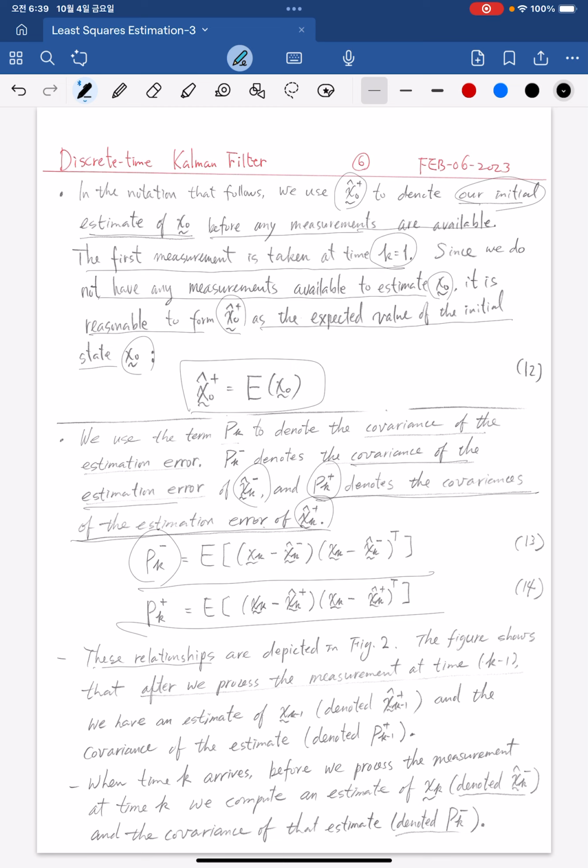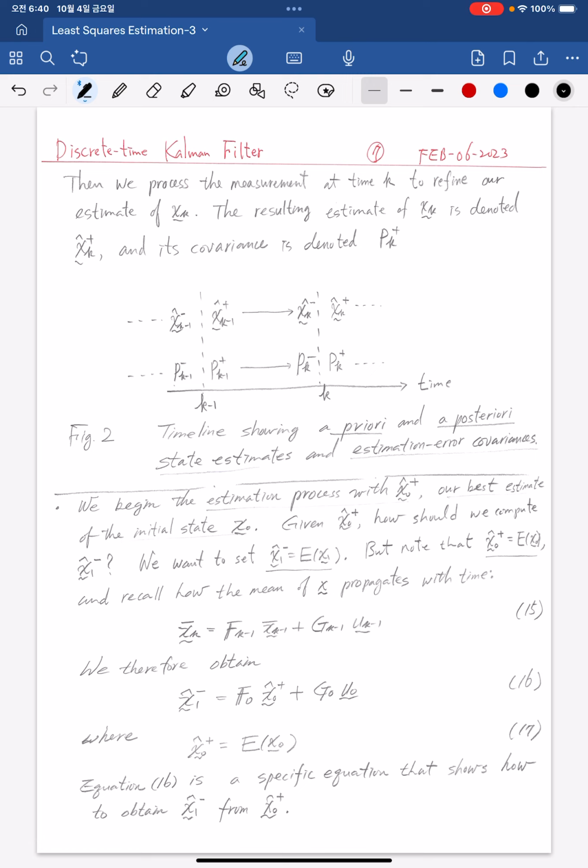The figure shows that after we process the measurement at time k minus 1, we have the estimate denoted xk minus 1 plus, and the covariance estimate denoted Pk minus 1 plus. When time k arrives, before we process the measurement at time k, we compute the estimate of xk denoted xk minus, and the covariance of the estimate denoted Pk minus. Then we process the measurement at time k to define our estimate of xk. The resulting estimate of xk is denoted xk plus, and its covariance is denoted Pk plus.